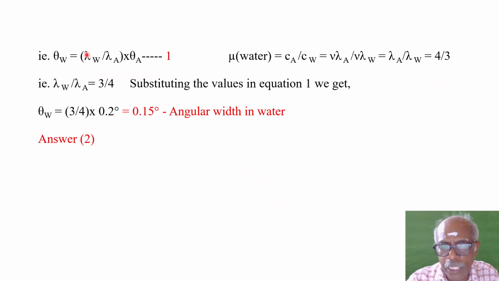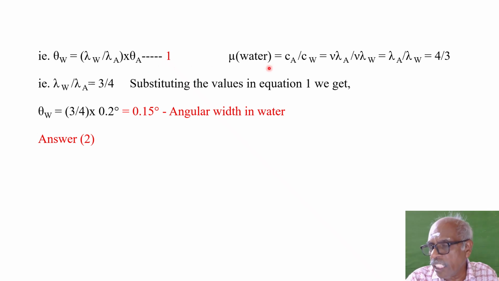So you know one thing. So theta w is equal to, bring theta a to the other side. That's it. So theta w by theta a is equal to lambda w by lambda a. You just bring theta a to the other side. So theta w is the answer for this question. Theta w, angular width in water, is equal to lambda w by lambda a into theta a.